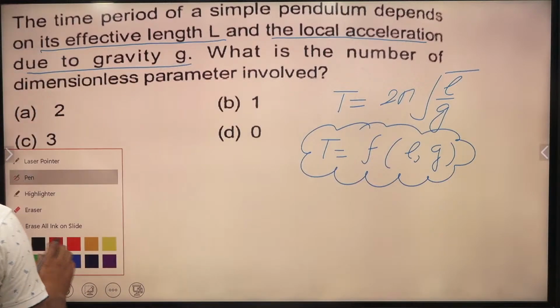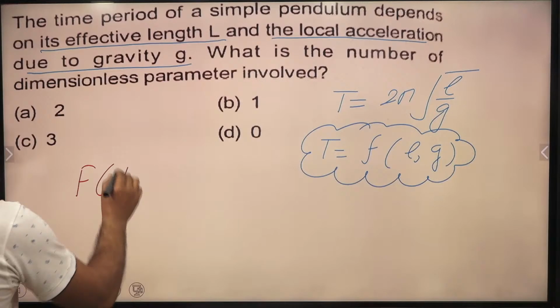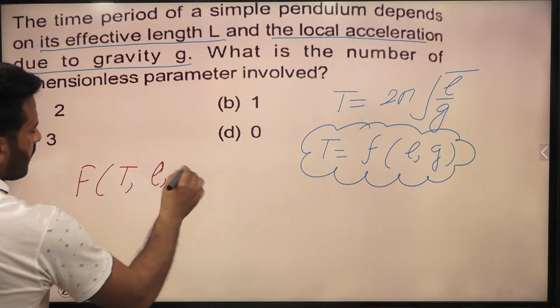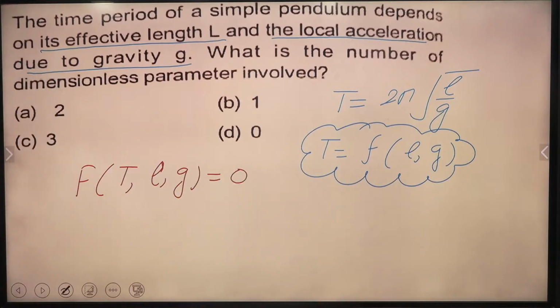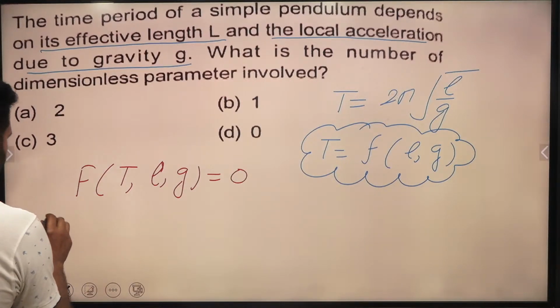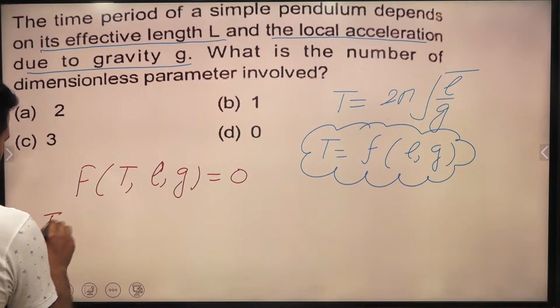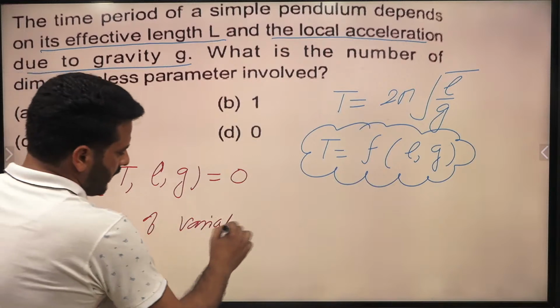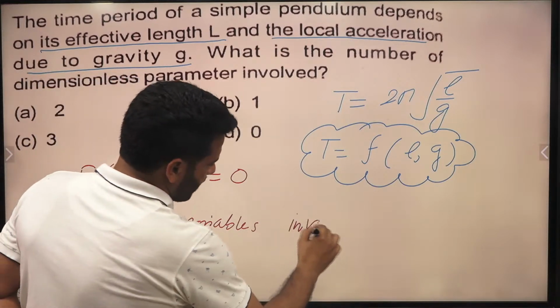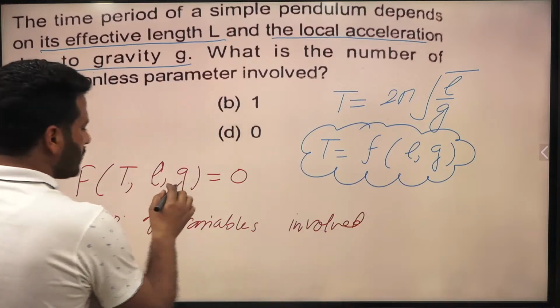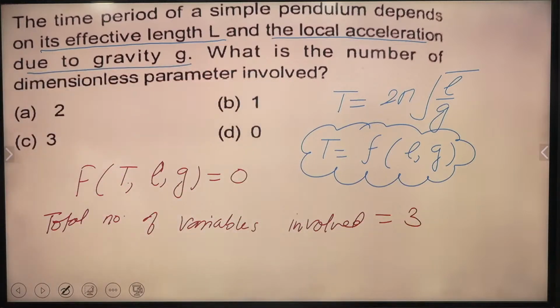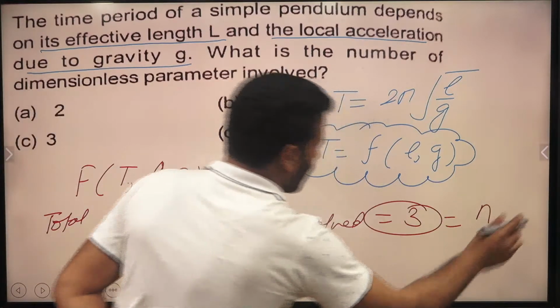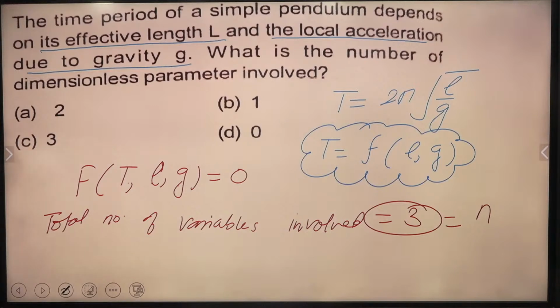And if we talk about the overall variables, so overall will be your time period, your length of pendulum, and this acceleration due to gravity. So number of variables involved, so total number of variables involved. So you can just count 1 2 3, answer is 3. Total number of the variables involved, let it be your what? Small n. Small n, I am denoting it the number of variables involved.